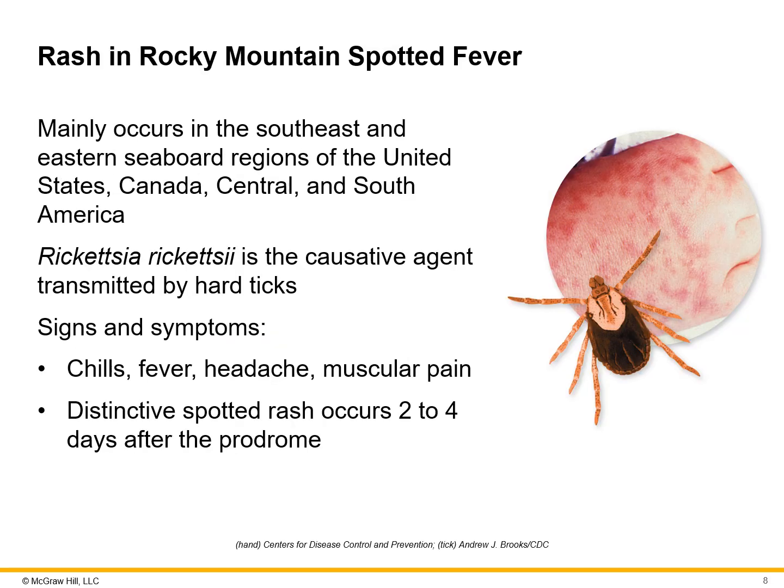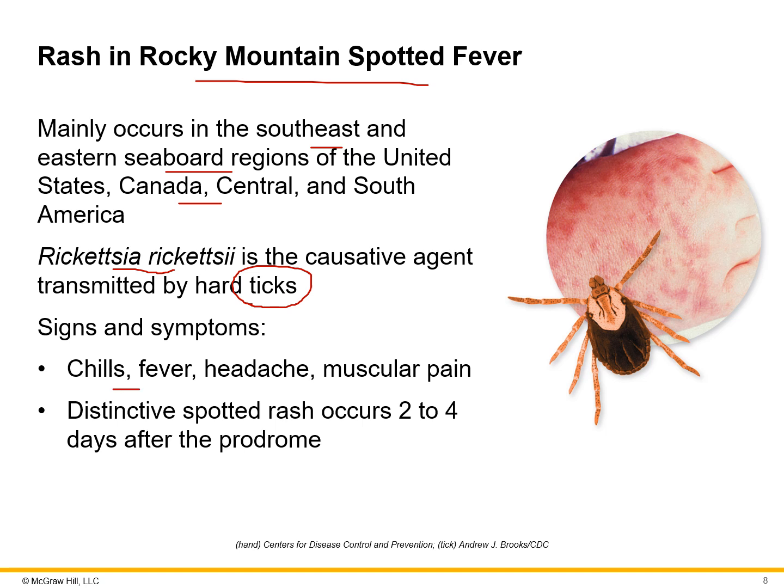Now, the most prevalent of all the ones that we're talking about in the United States is Rocky Mountain spotted fever, mainly in the southeast and eastern seaboards of the U.S., along essentially the Americas, so Canada, Central and South America, but on the eastern seaboards. It is caused by Rickettsia rickettsii as the causative agent. It is transmitted by ticks, like we had seen with Lyme disease.